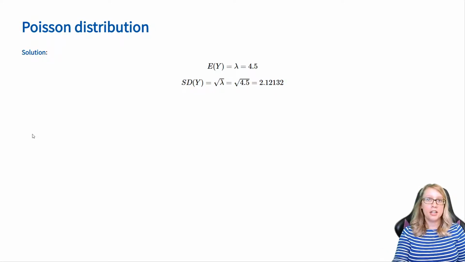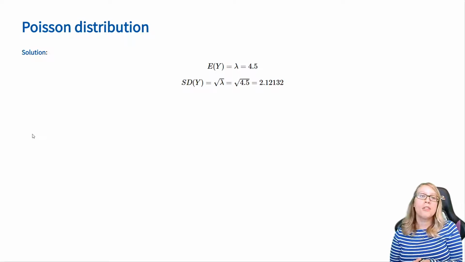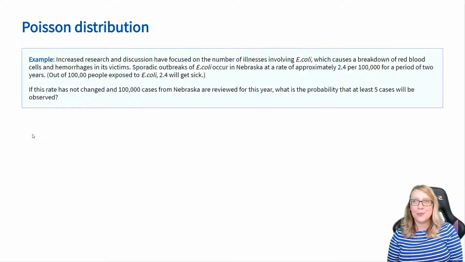Now, unfortunately, it looks like there is a typo here in the notes, so I do apologize for that. The variance of the Poisson distribution should be lambda, not lambda squared. So the variance is 4.5, and the standard deviation should be the square root of 4.5. So again, apologies for that mistake on the slide.